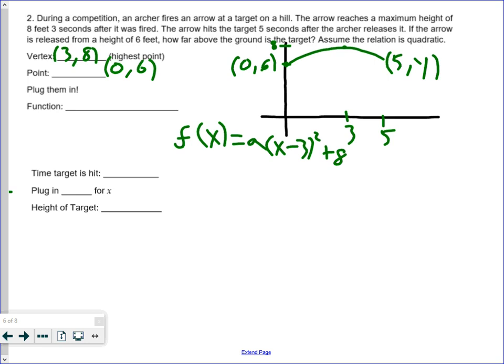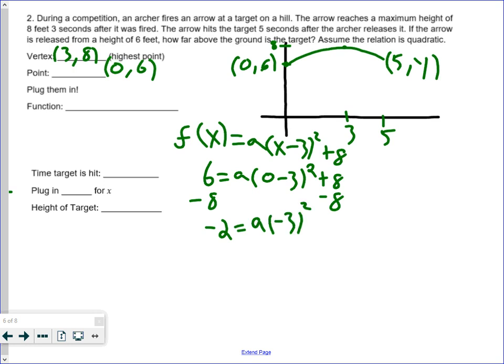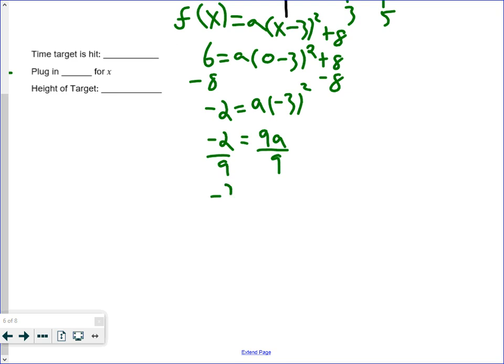So let's go ahead and plug in our point as well. We have (0, 6), so we get 6 equals a multiplied by (0 minus 3), since our x point is 0, all that squared plus 8. Minus 8 on both sides: 6 minus 8 is -2. That equals a times (0 minus 3), which is -3. All that squared, -3 squared is just 9. So we get -2 equals 9a. And we're going to divide by 9 to isolate the a. So we end up with -2/9 equals our a.